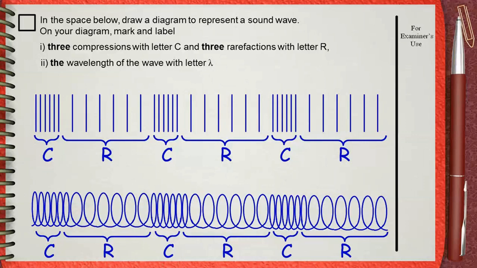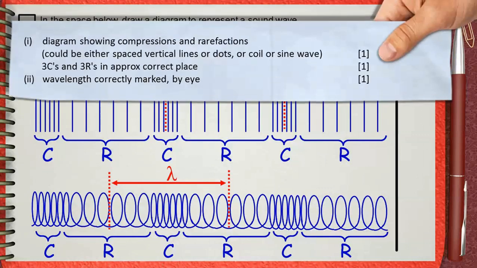So over here they said 3 compressions with letter C and 3 rarefactions with letter R. You can see over here 3C and 3R together side by side. Now you need to mark the wavelength of the wave with letter lambda. See that we have taken the middle point of a compression and the middle point of the consecutive compression. Then the distance between these two is called the wavelength. You can see over here that is another wavelength, the distance between 2 rarefactions.